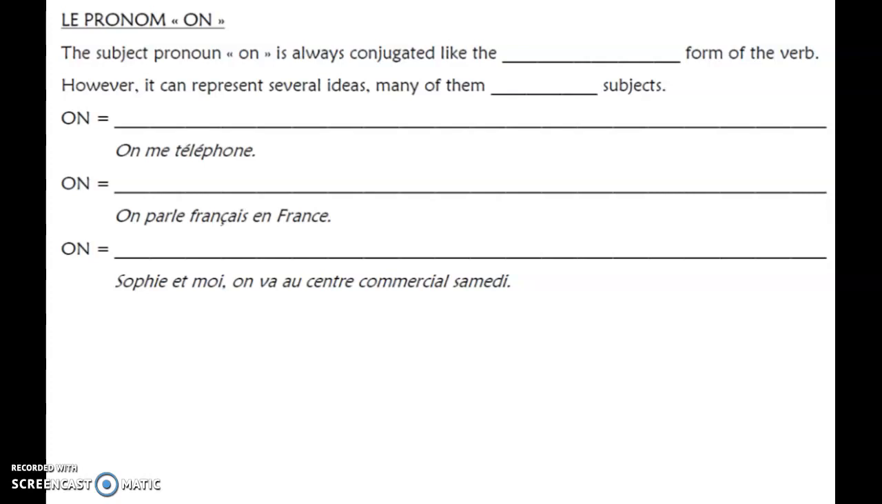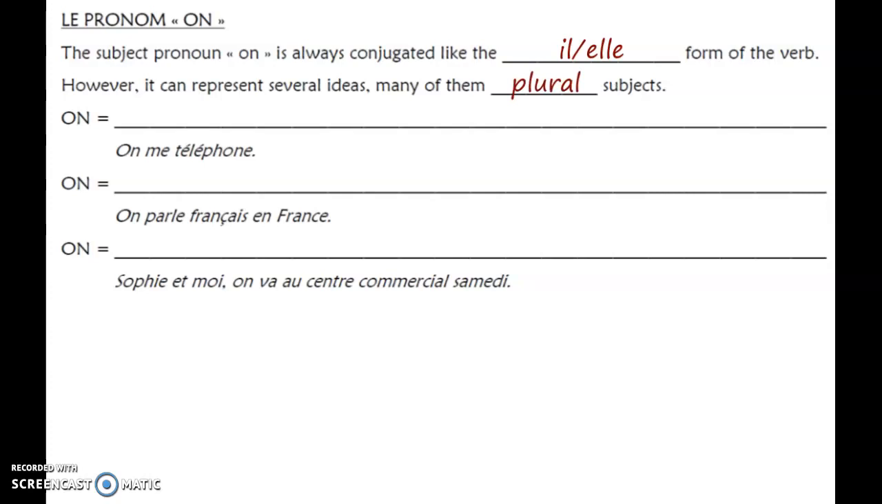Now, when I translate on in English, I always simply say one. One, not as in the number one, but one as in just kind of that idea. And the subject pronoun on is always conjugated like the il or elle form of the verb. So the verb that goes along with it is always going to have the same spelling as it would if it were with il or elle. But even though il and elle represent one single person, that's not exactly how on works.